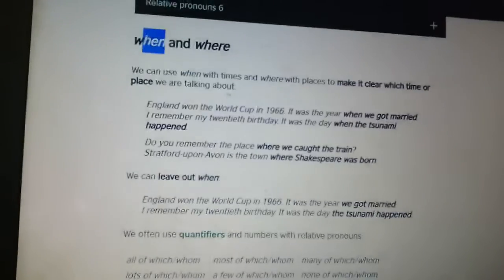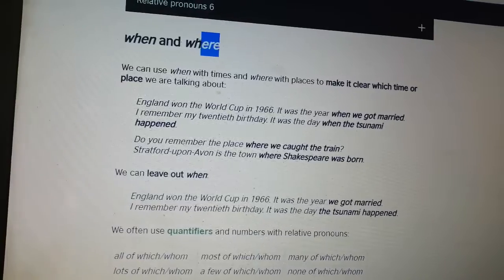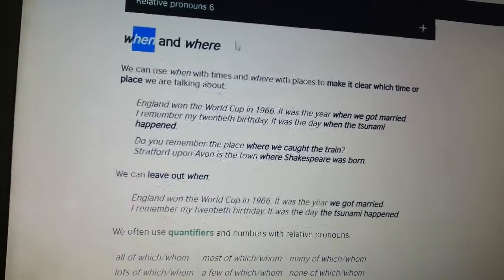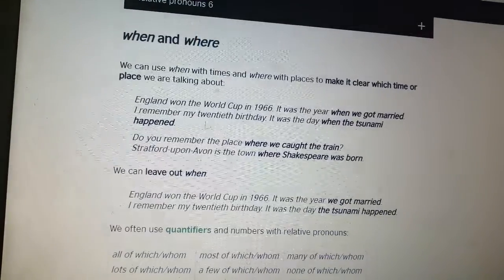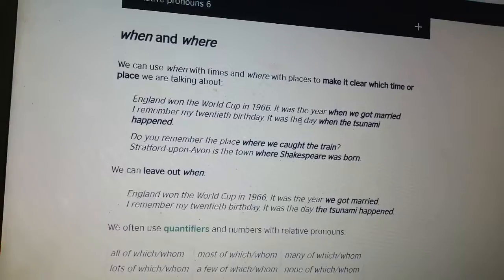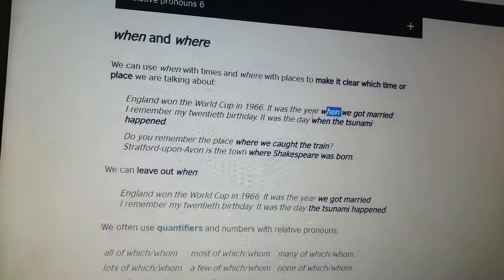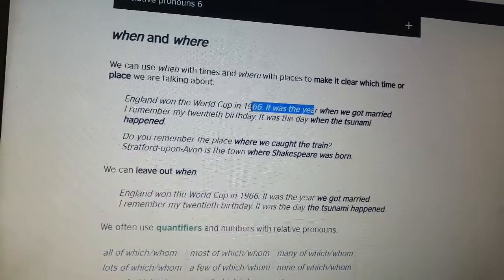Now, when and where. When, we use it if we are talking about time, and where if we are talking about a place. As you can see, when for a time and where for a place. England won the World Cup in 1966, the year when we got married. Look, it was the year when. Here they used when because we are talking about time.